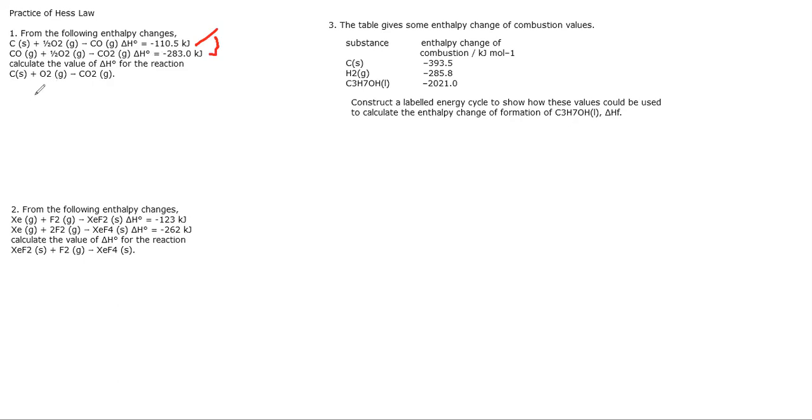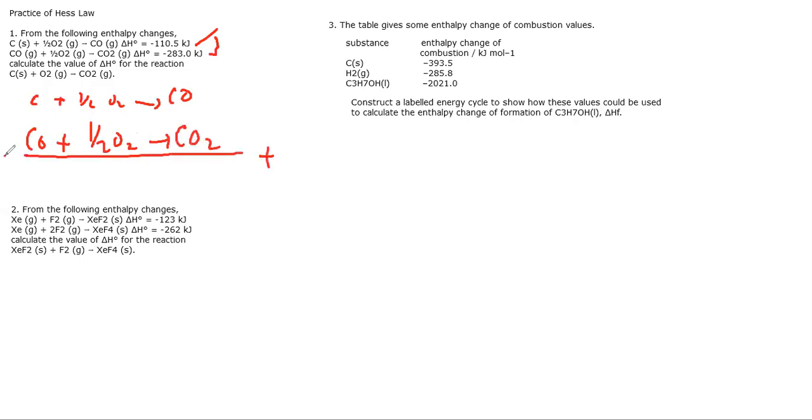So what I need to do is write C plus half O2 to give CO, and then I don't change equation number two, so I write CO plus half O2 to give CO2. When I add these two equations, I can cancel CO. Now I have C, and half plus half is 1, to give CO2. So now I have an equation that already matches the one being asked.